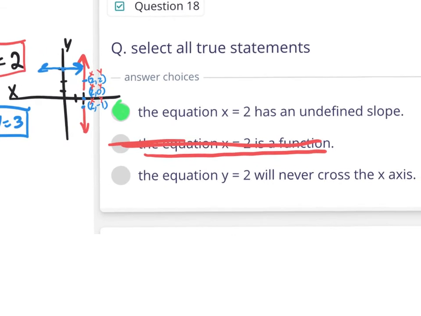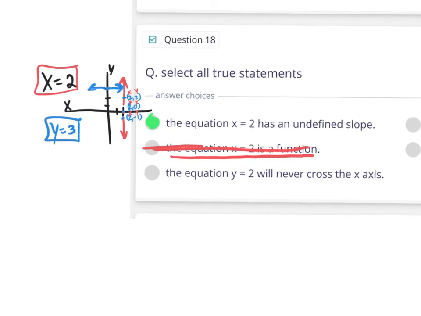statement. The equation y equals 2 will never cross the x-axis. Well, we graphed y equals 3, we know it runs left to right. We know it never crosses the x-axis. So the same thing, y equals 2 would just be right here instead of up there on the blue line. Yes, it will never cross the x-axis, so that's another true statement right there.